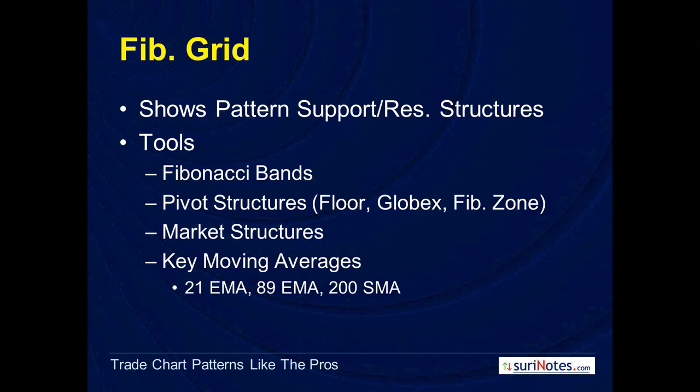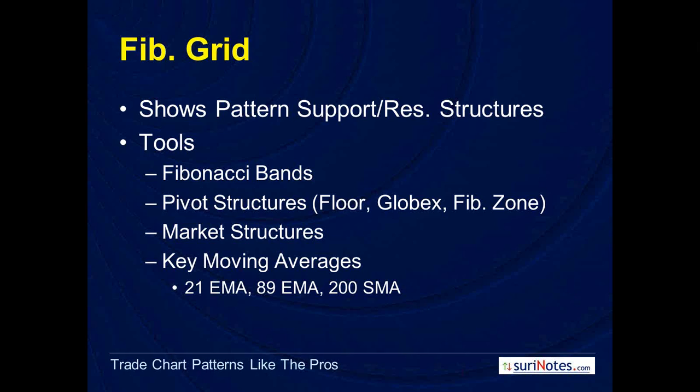The fib grid shows the pattern, support and resistance, and its structure. I use a few tools. The first is called fib bands, the second is the pivot structure, and the third is market structure. Market structure is an idea of how we detect the market turning positions.